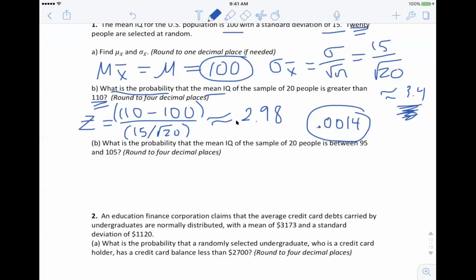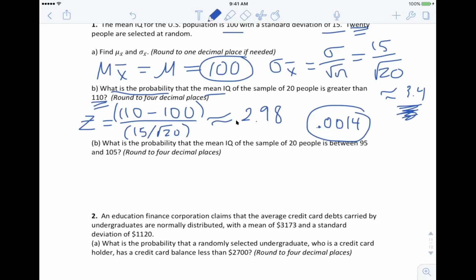And question B says, what is the probability that the mean of the sample of 20 people is between 95 and 105? Okay, so in other words, we're grabbing 20 people. We're going to average their IQs together. What's the probability that we get an average IQ for those 20 people between 95 and 105?